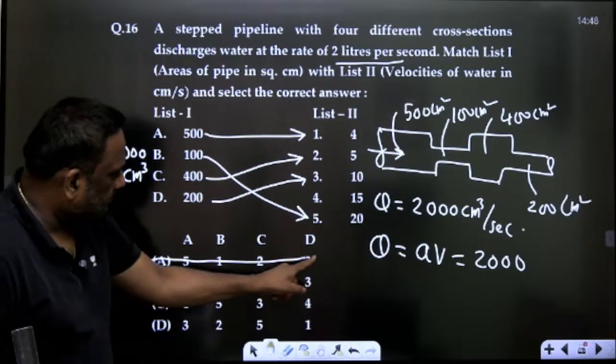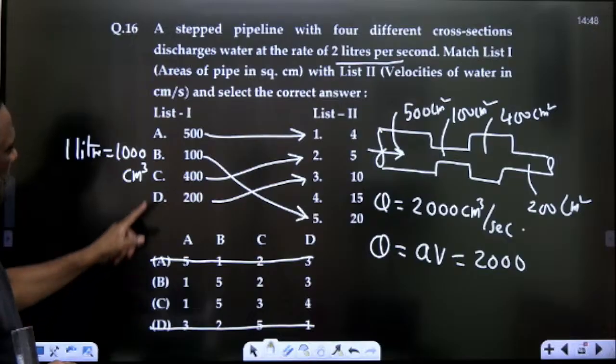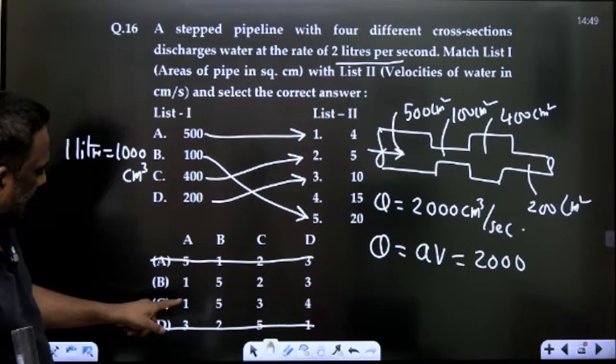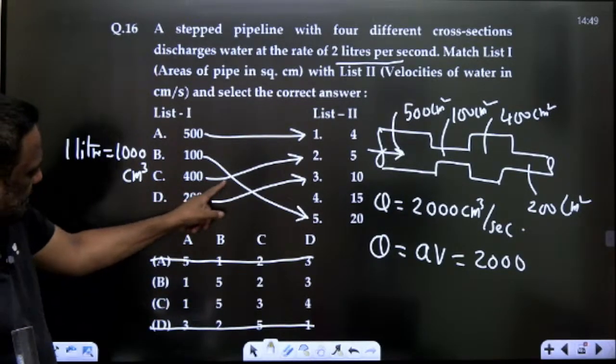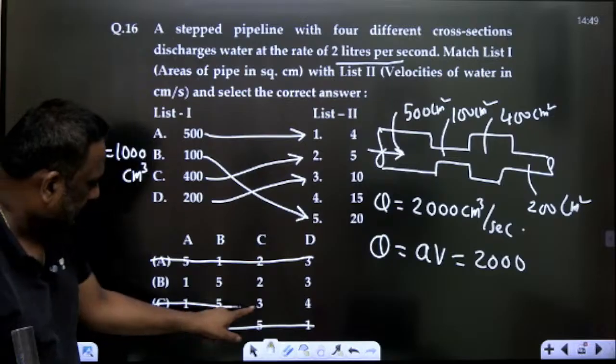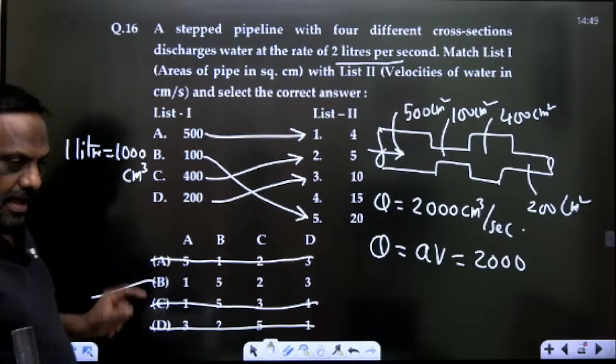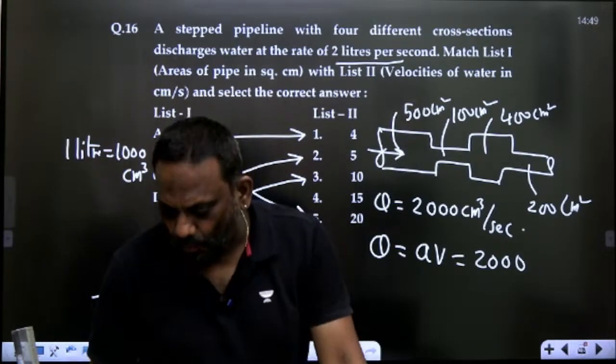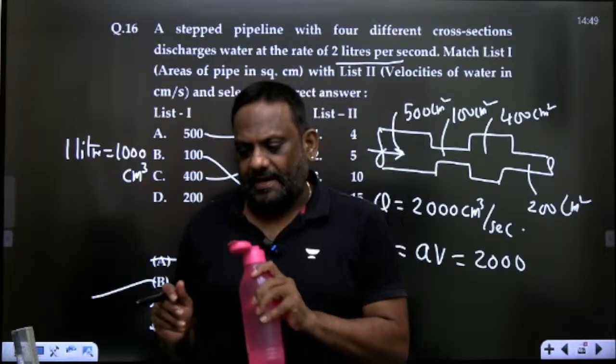So A is matching to 1. B is matching to 5. C is matching to 2. So B is the right answer. अच्छा क्वेश्चन था या नहीं? बोलो रे. इसरो के लायक है या नहीं है?